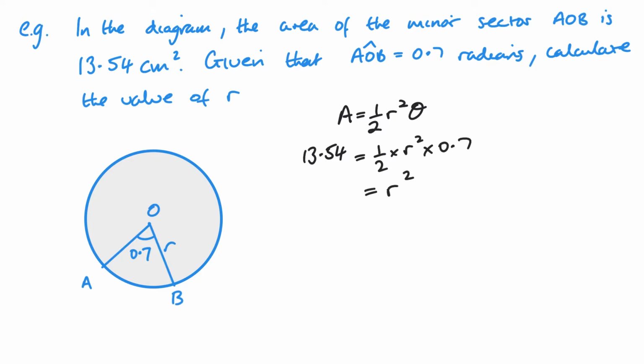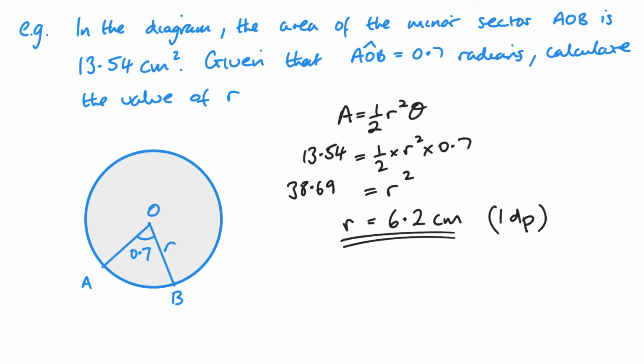And there we have it. So we can find out what r squared is, and this is 38.69 to 2 decimal places. And then finding r, we get 6.2 centimeters to 1 decimal place. Easy, straightforward.